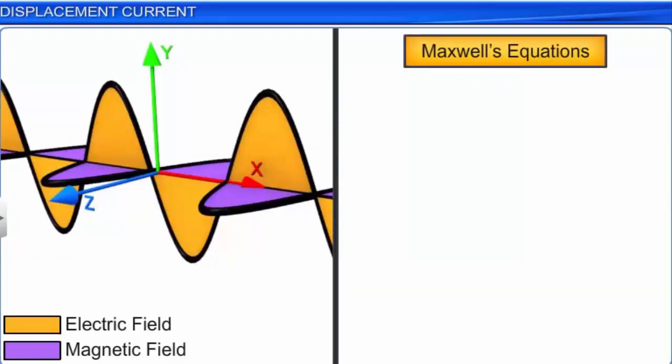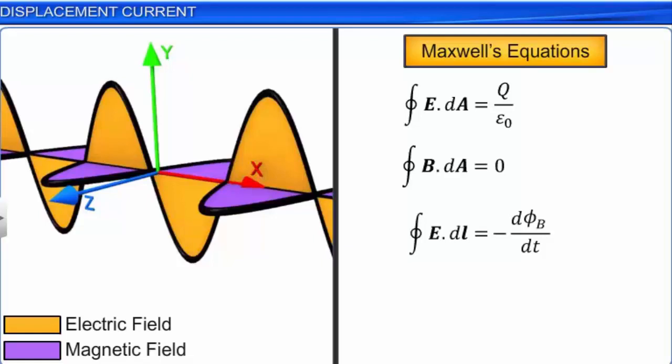They are: integral over the closed surface E dot dA is equal to Q by epsilon naught. Integral over the closed surface B dot dA is equal to zero. Integral over the closed loop E dot dl is equal to minus d phi B by dt. And integral over the closed loop B dot dl is equal to mu naught IC plus mu naught epsilon naught into d phi E by dt.